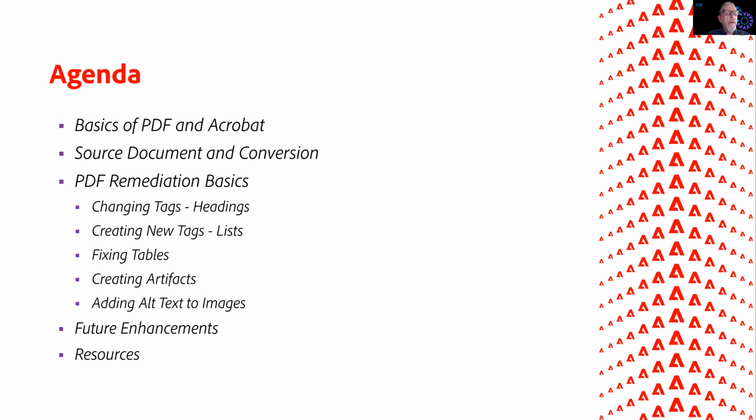I'm going to talk a little bit about the basics of PDF and Acrobat, and the accessibility space around PDF. Then we'll talk about the source document and converting to a PDF document, and some of the basics on remediation. Pretty much everything flows out of the basics, and if you get those nailed, it's easy to learn the next steps. Then, time permitting, I'm going to talk about things that are coming down the road that are kind of secret.